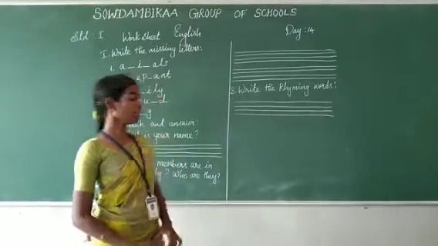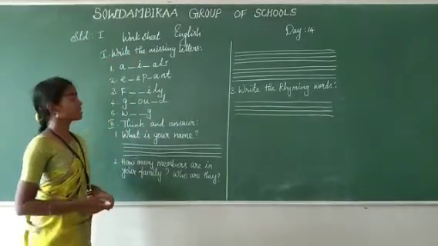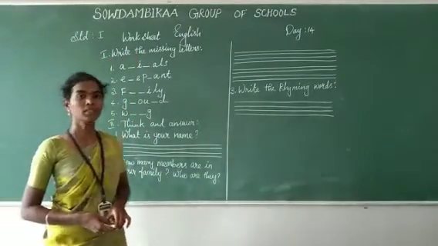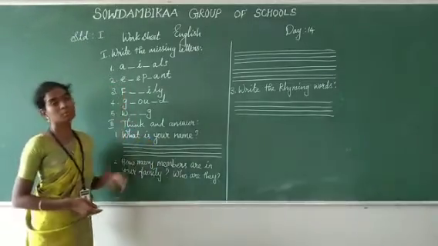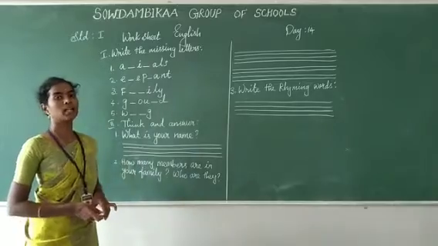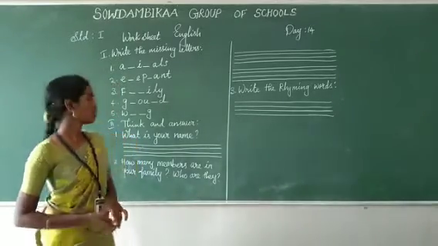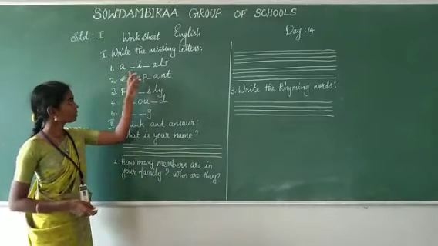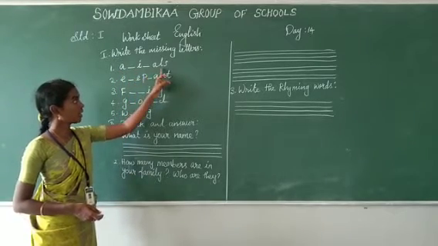Okay, look at the board. Worksheet. The first one is: write the missing letters. Some letters are missing here, so we fill in the letters and we make a new board. Okay, first one, A-I-A.